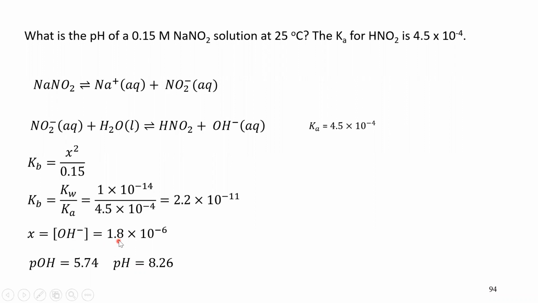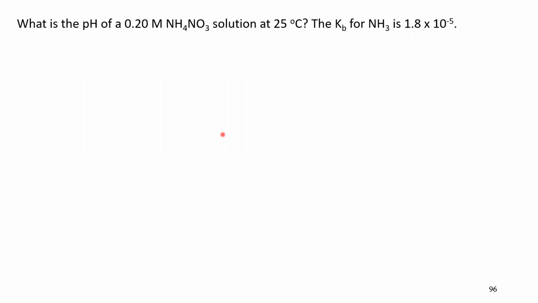Remember that if we have 2 significant digits in the concentration, we want 2 decimal places. So the pOH is 5.74. Subtract it from 14 and 8.26 is our pH. So we're looking at a basic solution, basic salt, because we're increasing the hydroxide ion. All right, let's look at another one.